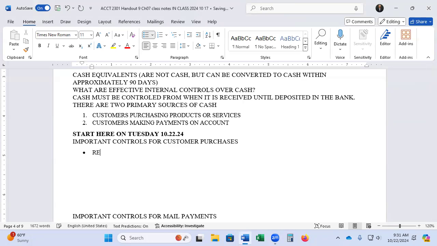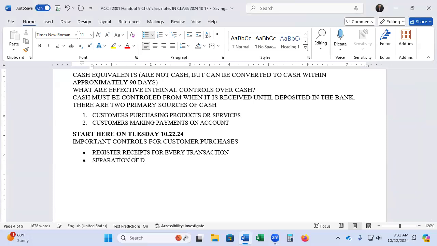Okay, the first one is register receipts for every transaction. Separation of duties. Multiple counts of funds. Cash balances are compared to daily receipts.